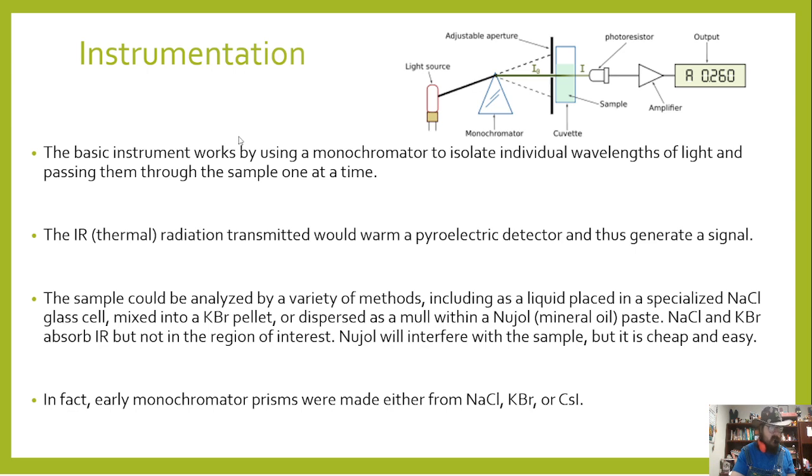So the basic instrumentation, you don't need to know this super much, but it's going to be interesting. We use a monochromator to isolate individual wavelengths of light and pass them through the sample one at a time. The thermal radiation transmitted would warm a pyroelectric detector and thus generate a signal. The sample could be analyzed by a variety of different methods, depending on what type of instrument we have.